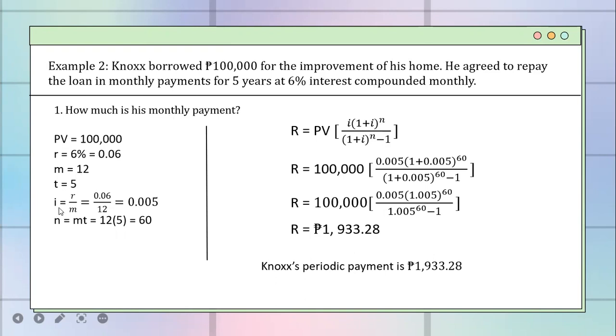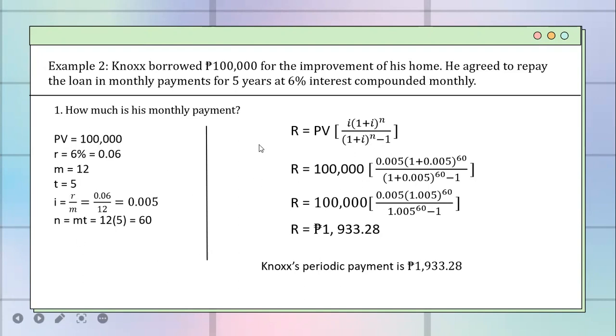So now in I, we will be solving for I. In solving for I, our formula will be R over M. We already have R, which is 0.06, and we already have M, which is 12. So we will solve 0.06 over 12, and that will be 0.005. So our I will be 0.005. We will find our N. So in finding our N, it will be M times T. So M is 12, T is 5. 12 times 5 equals 60.